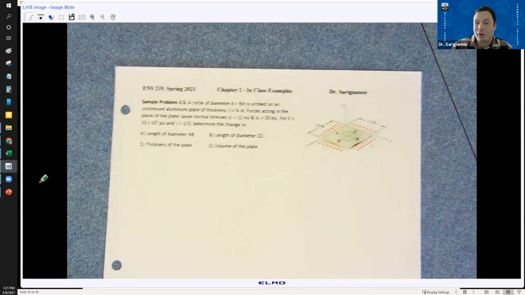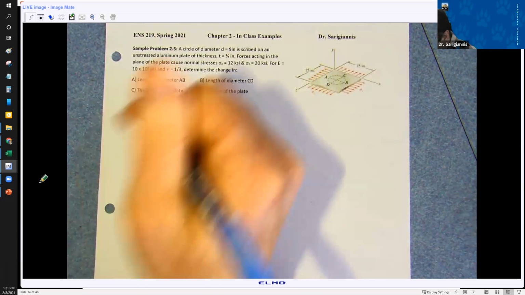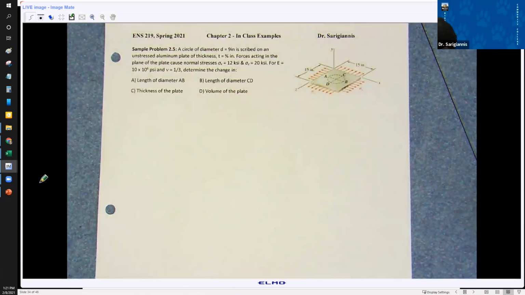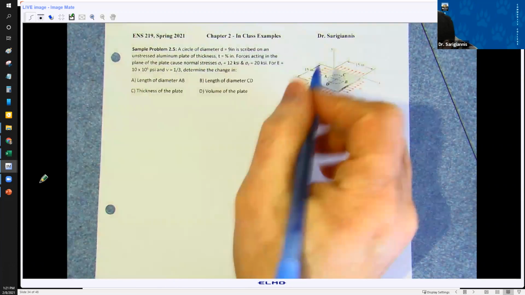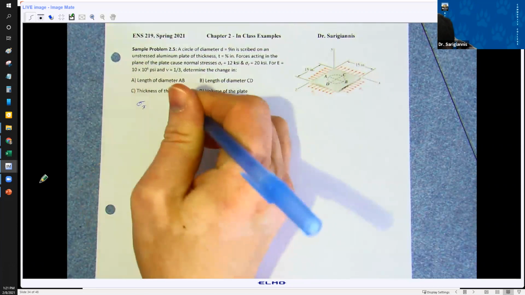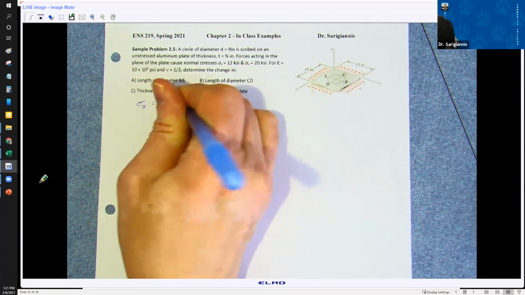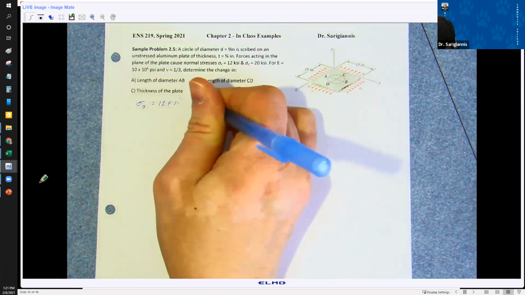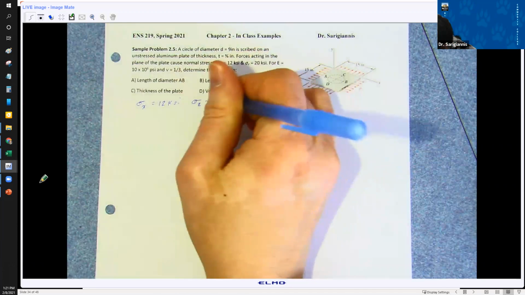Again, one of these problems where I thought it made more sense to walk through it. I can find my pen. Okay. So the first thing we need to do is write out a bunch of the equations. First of all, I've got the X stress is 12 KSI, and sigma in the Z direction is 20 KSI.